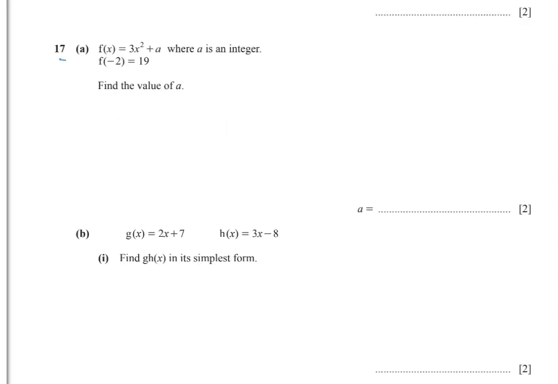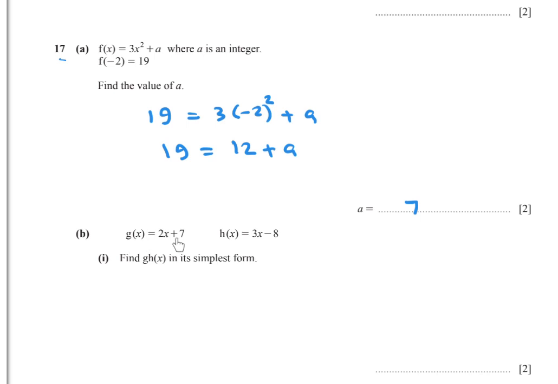Number 17a. If f(x) equals 3x squared plus a, where a is an integer, if f(negative 2) equals 19, find the value of a. So now substitute x by negative 2 and substitute f(x) by 19. So 19 equals 3 times negative 2 squared plus a. So 19 equals 3 times 4, 12, so 12 plus a. So a equals 19 minus 12, which is 7.